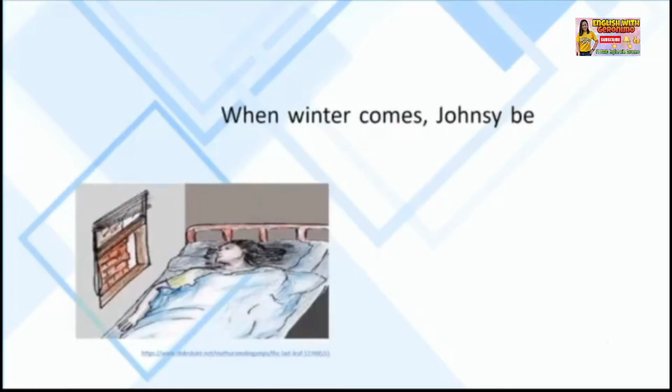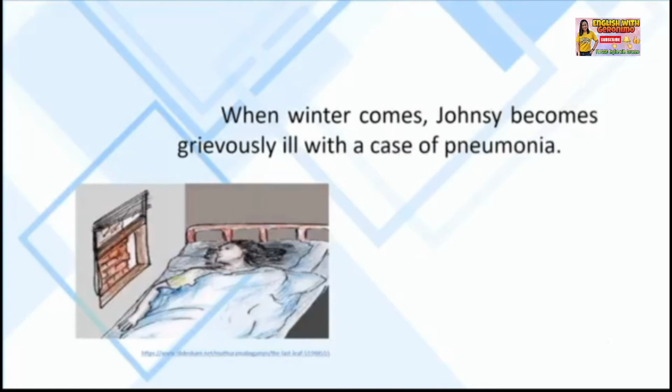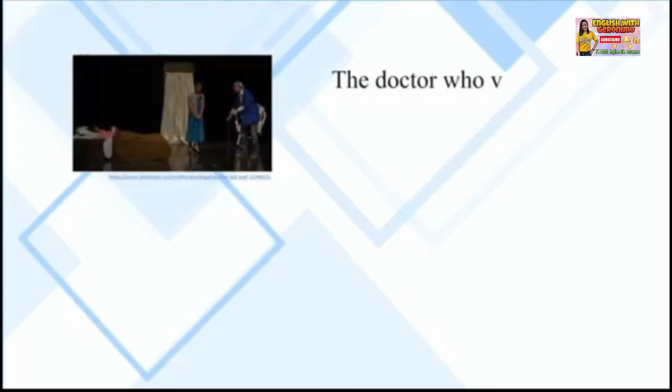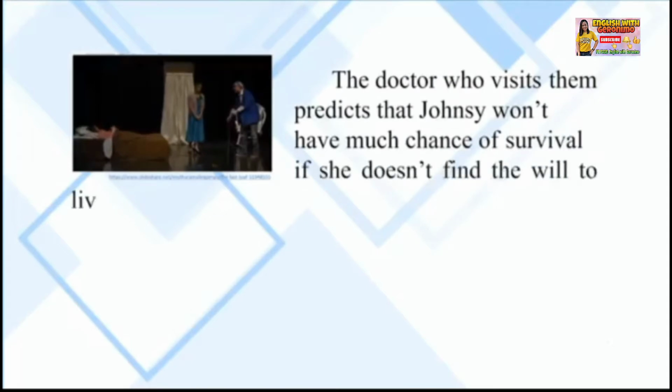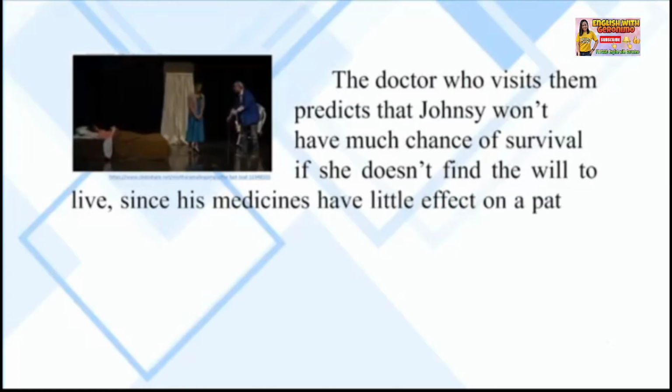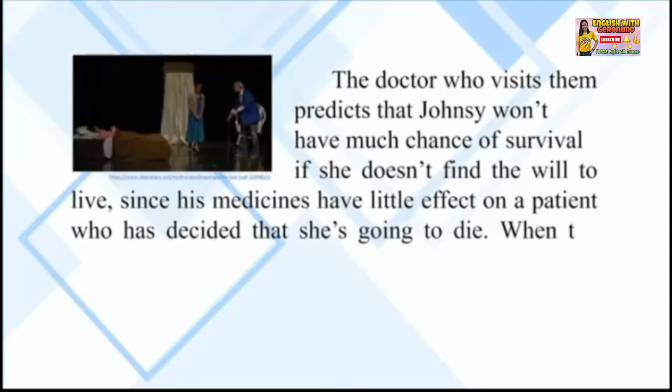When winter comes, Johnsy becomes grievously ill with a case of pneumonia. The doctor who visits them predicts that Johnsy won't have much chance of survival if she doesn't find the will to live, since his medicines have little effect on the patient who has decided that she's going to die.